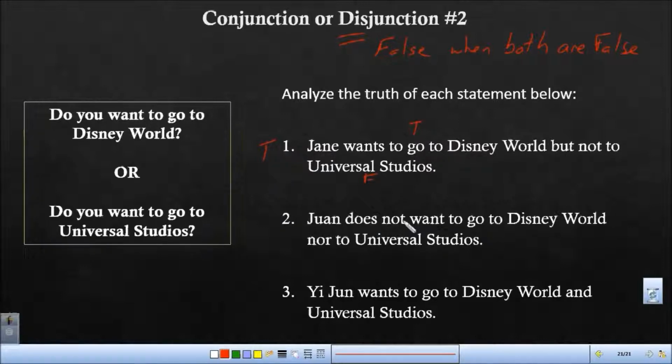One does not want to go to Disney World. False. Nor to Universal Studios. False. False or false is false. That's interesting. There we go. Yujun wants to go to Disney World. Okay, that makes it true. The first statement's true. And Universal Studios. So it's true again. True, true, or true is true.